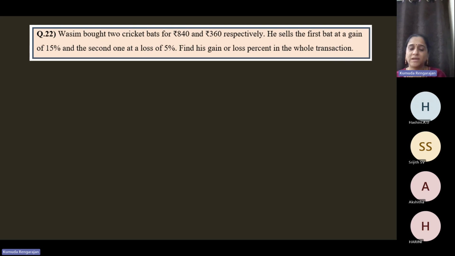Vasim bought 2 cricket bats for rupees 840 and 360 respectively. He sells the first bat at a gain of 15% and the second one at a loss of 5%. Find his gain or loss percent in the whole transaction.